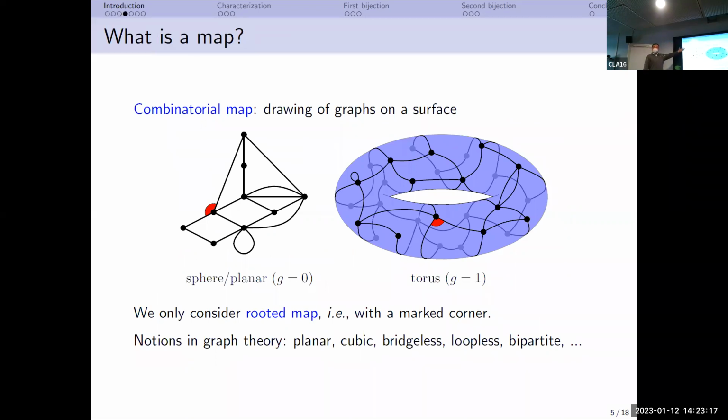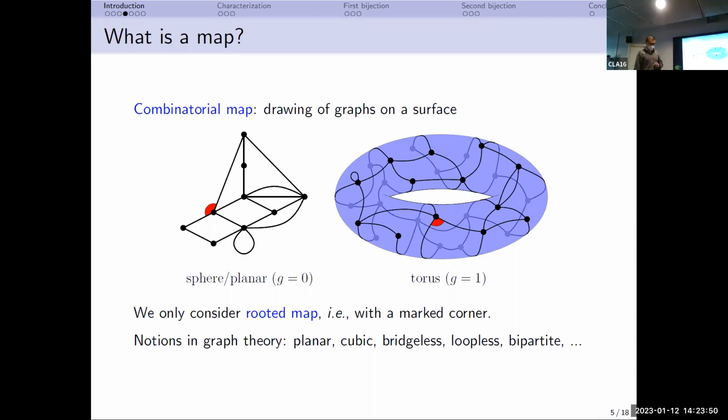It's short for combinatorial map, and simply they are just drawings of graphs on a surface. So we pick a closed surface, so it can be a sphere, a plane, or a torus with two holes, 3 holes, 4 holes, etc. We pick just an arbitrary surface, and then we try to draw a given graph on it.